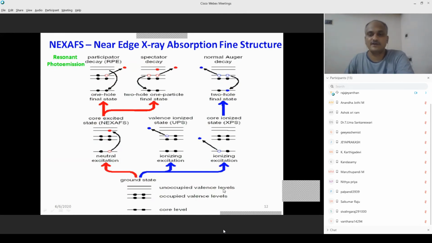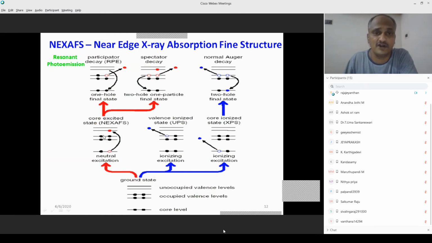When an X-ray of high energy is shone on this atom, what will happen? Two things will happen. One is shown by the red arrow, and the other one is shown by the blue arrow. In the red one, what is happening? When the X-ray is shone on an atom, the electrons in the core level get excited to the unoccupied valence shell. If this happens, then it is called NEXAFS spectroscopy.